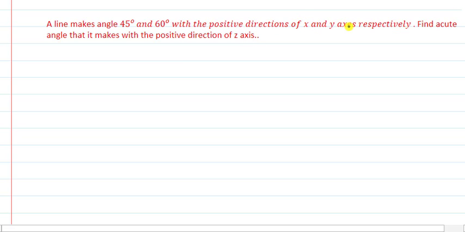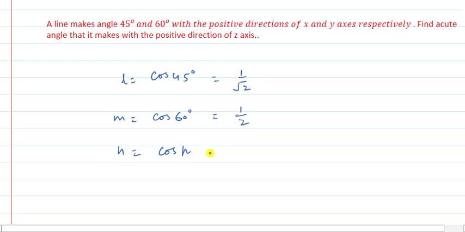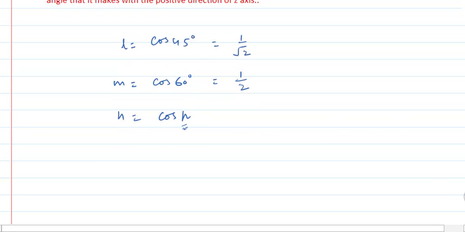So the angles with the x axis and y axis are given to you. As we know, cos of the angle with the x axis is cos alpha, that is we can say l, and here the angle with the x axis is 45 degrees. So we are getting 1 upon root 2. Next is m, that is cos of the angle with the y axis, which is given to us as 60 degrees. So we are getting 1 upon 2 over here. Now n we need to calculate. Let us think n is cos gamma. Okay, we need to calculate this angle gamma.